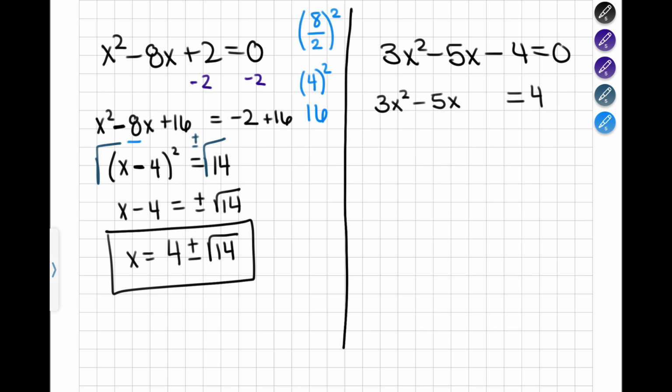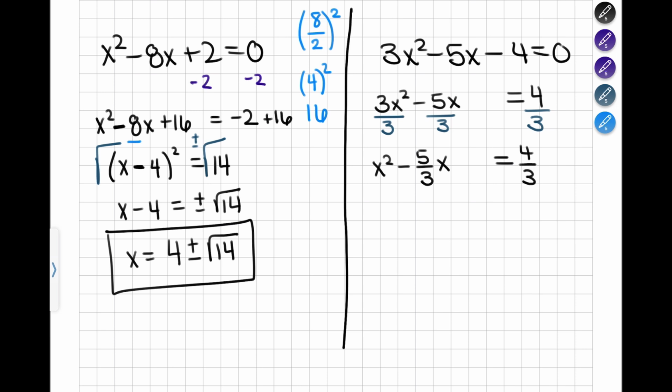Before we can complete the square, we need the first term to just be an x squared. The first term here is a 3x squared, so I'm going to divide everything by 3. So now I've got x squared minus 5 thirds x equals 4 thirds.